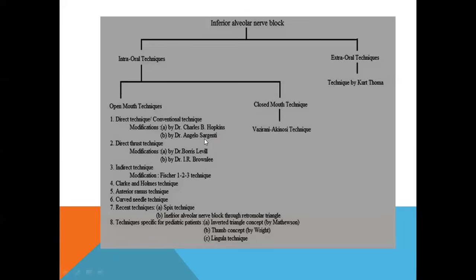So this, at least this slide. Sometimes they ask you what are all the recent techniques available for inferior alveolar nerve block, or sometimes they will ask you a question like what is a specific technique for pediatric patients. Sometimes they may ask what is called a right technique. That's called Townes concept. I'll tell you a small introduction about each technique in upcoming slides.